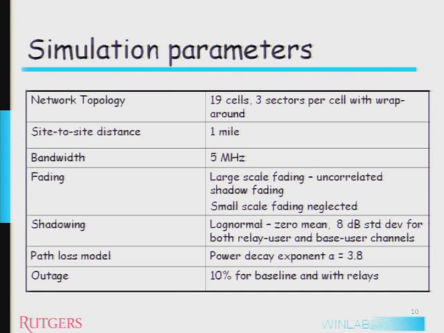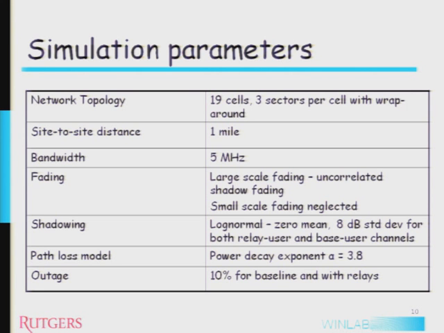Okay, so as I said, I'm going to simulate a 19 cell, 3 sector per cell system with wraparound, and side distance is 1 mile, and a bandwidth of 5 megahertz. This is not very real life kind of. We are going to make a lot of idealization.